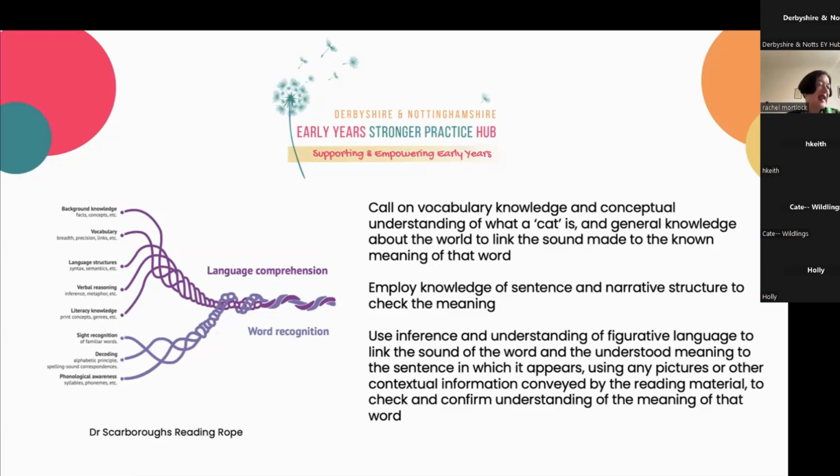Language comprehension, which is necessary for both reading and writing, starts from birth. It only develops when adults talk with children about the world around them. That might be through books, through stories, fiction and non-fiction. They read with them, they share rhymes, poems and songs together.